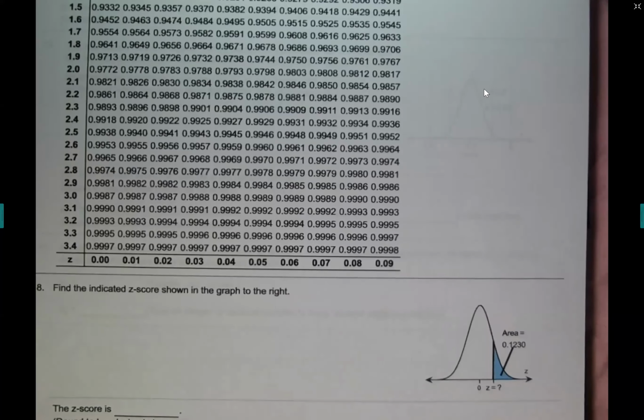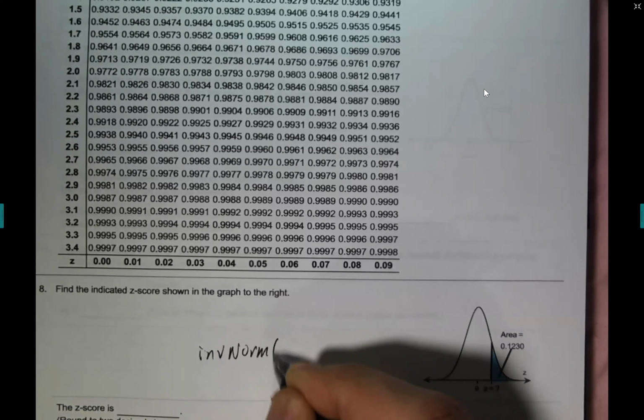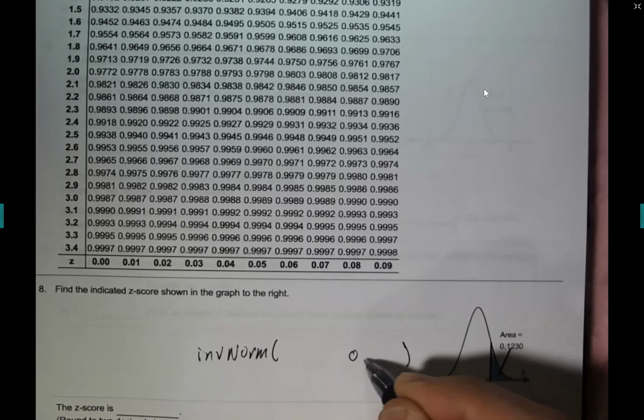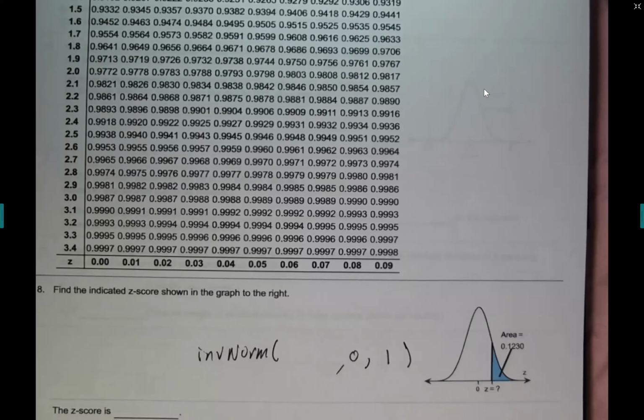Who can tell me how to do 8, guys, using the inverse norm? So what would that be? I'll put the second and the third. It's going to be 0, 1. What goes first? What would be the area? Would it be 1 minus the 0.1230?